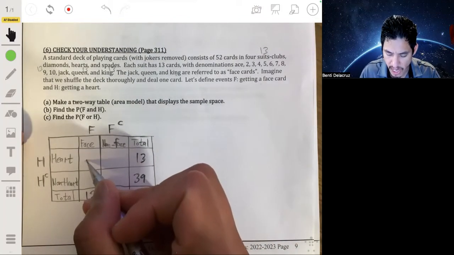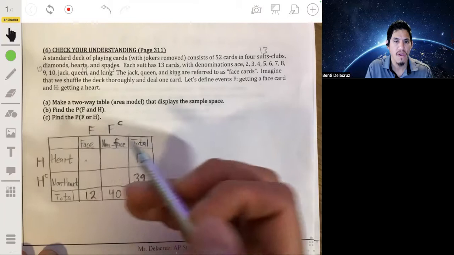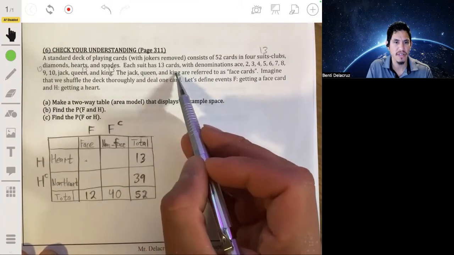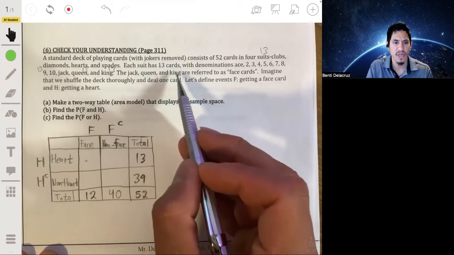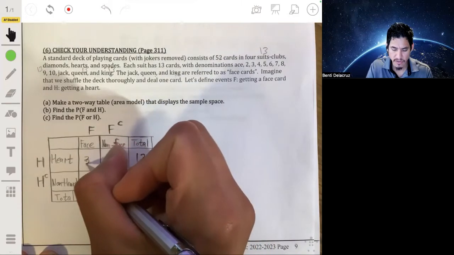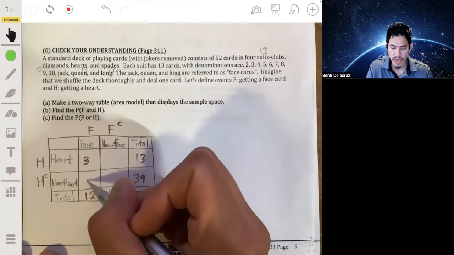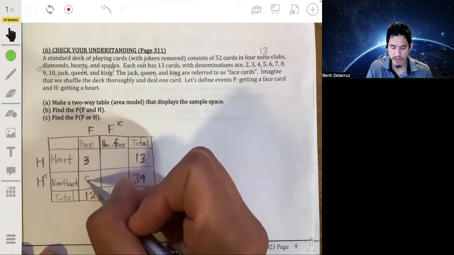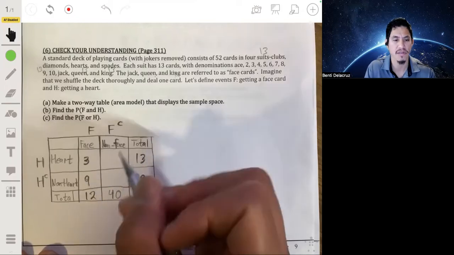Now here, how many face cards do you have that are also hearts? How many face cards that are hearts? Since we have either a jack, queen, or king as a face card, there's only 1 jack of hearts, 1 queen of hearts, and 1 king of hearts. So that means there's only 3 of them. And then the non-heart face cards, we just figure out what you add to 3 to get to 12, and so that'll be 9.